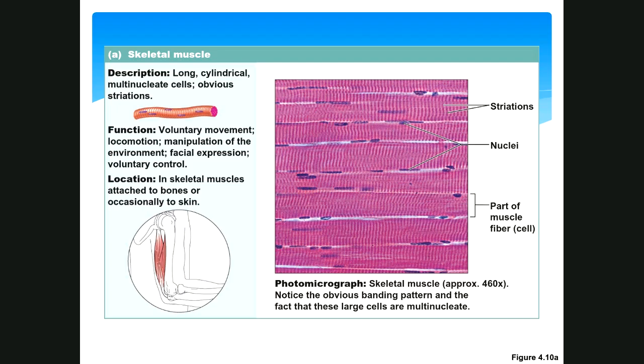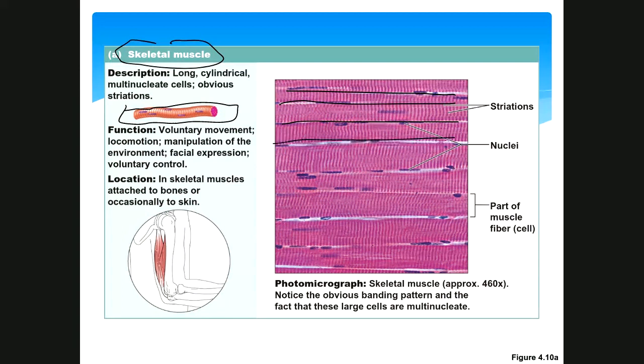Well, let's look at skeletal first. Skeletal has these very long cylinder-shaped cells. If I look in here, that's one cell right there, and then there's another cell right there, and another cell, and another one. They're long. Every single cell is the whole length of the muscle. They're cylinder-shaped, and then they have stripes. You can see these stripes in here, so they're called striated.